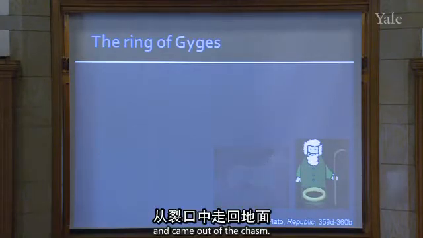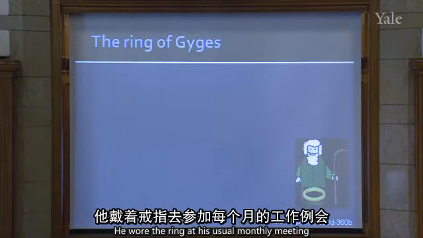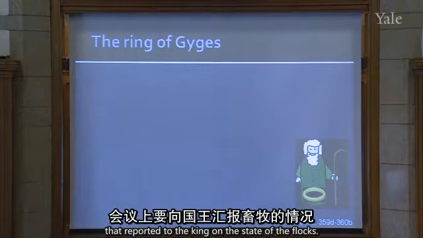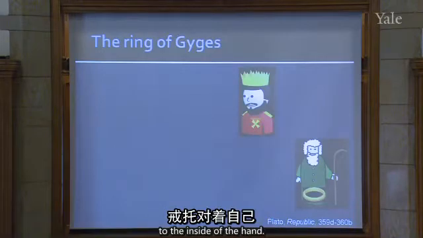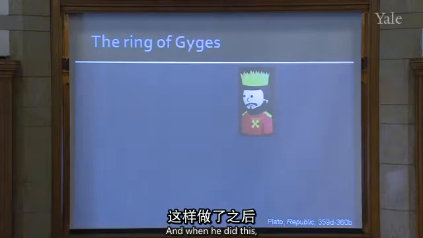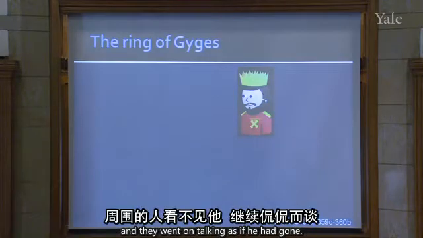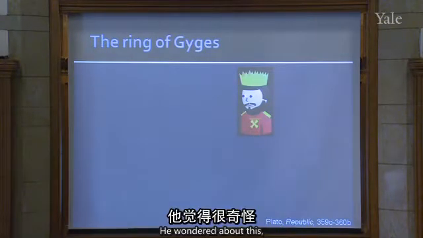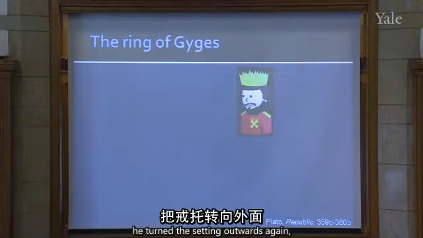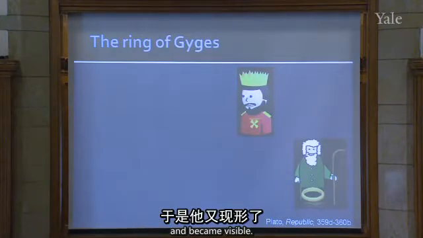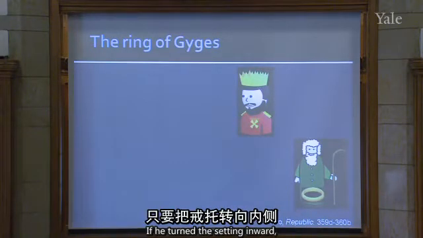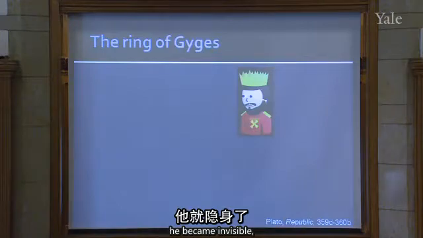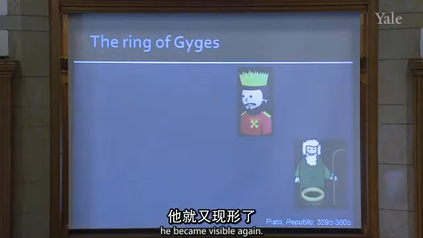and came out of the chasm. He wore the ring at his usual monthly meeting that reported to the king on the state of the flocks. And as he was sitting among the others, he happened to turn the setting of the ring towards himself to the inside of the hand. And when he did this, he became invisible to those sitting near him, and they went on talking as if he had gone. He wondered about this, and fingering the ring, he turned the setting outwards again and became visible. So he experimented with the ring to test whether it indeed had this power, and it did. If he turned the setting inward, he became invisible, and if he turned it outward, he became visible again.